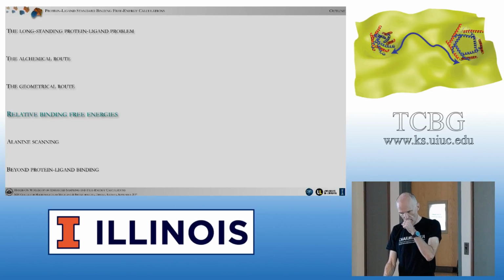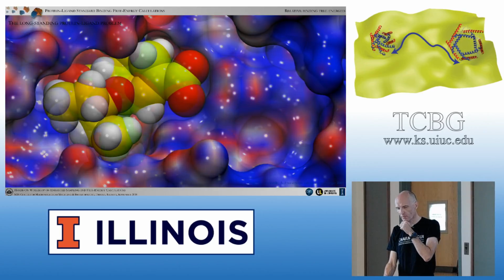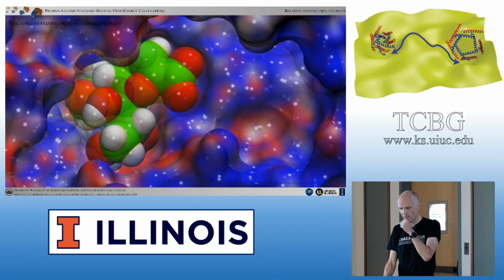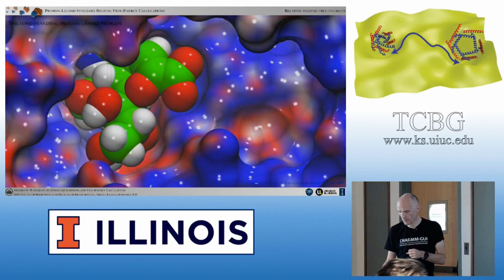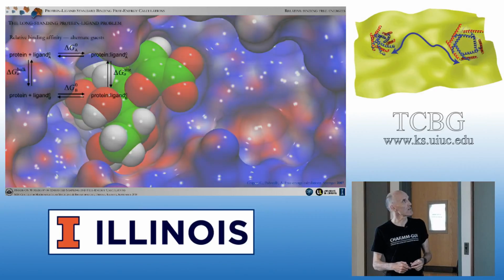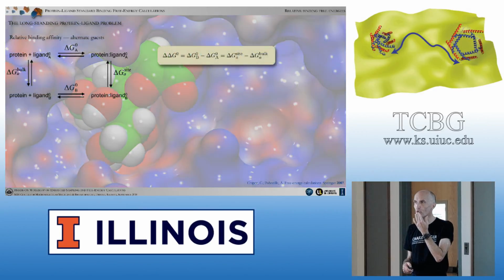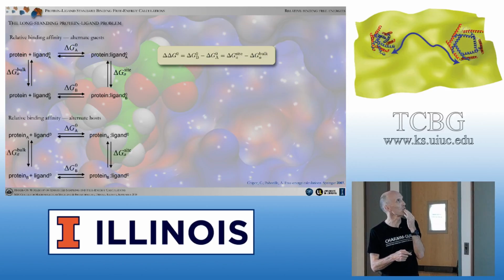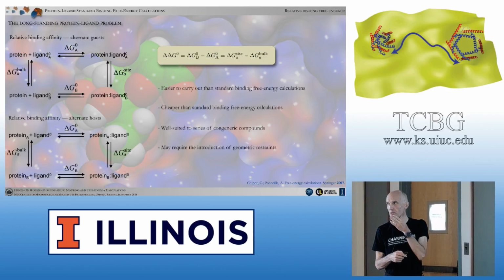Okay, so now that we're done with the absolute binding energy, let's move on to relative binding energies, which, in principle, are traditionally easier. You can see them from 2 perspectives: from the point of view of alternate guests or alternate forces. If there are alternate guests, which is the most common situation, you have the same protein, but you're comparing the binding affinity of 2 ligands towards that protein.